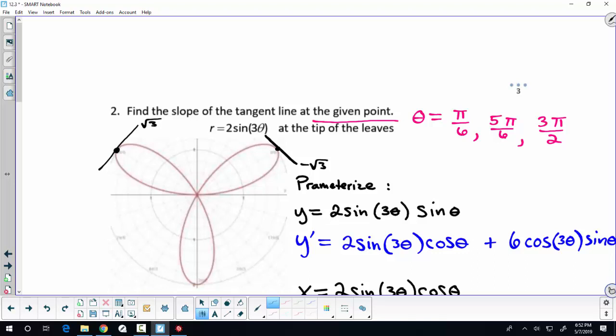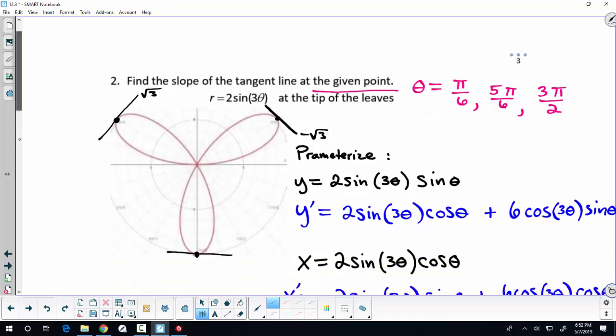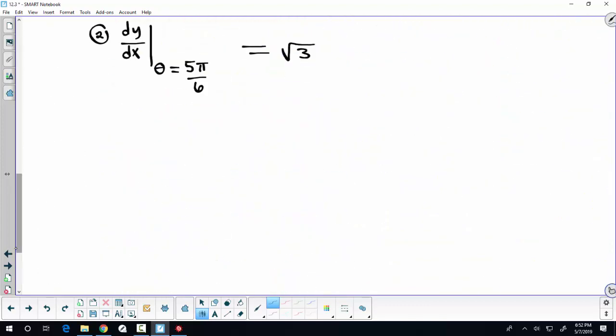What's the last one? 0. We can totally see that this should be 0. That's 3 pi over 2. Okay, any questions on that?